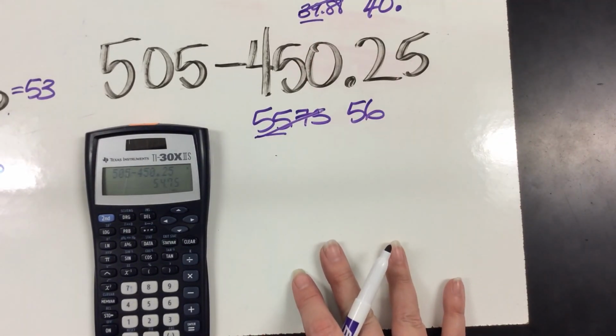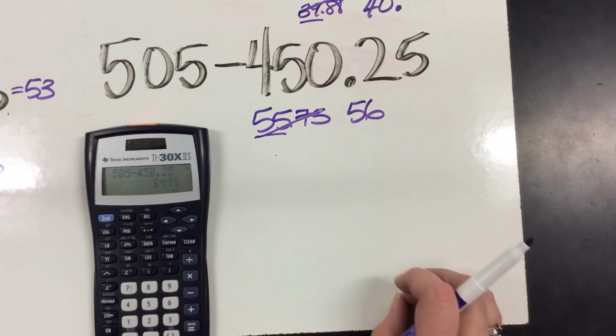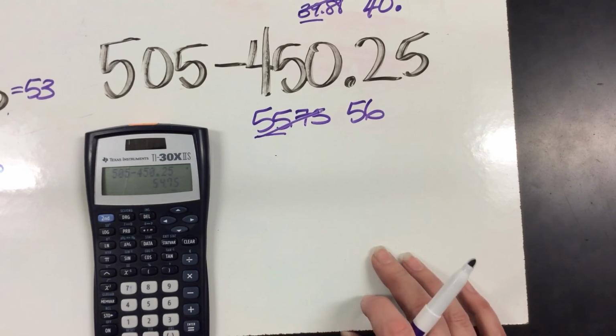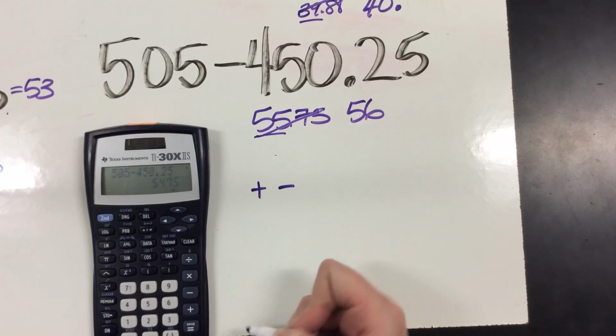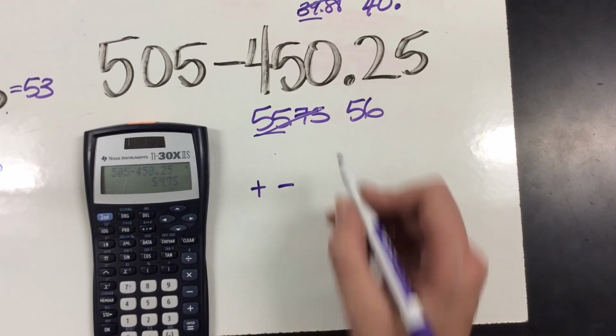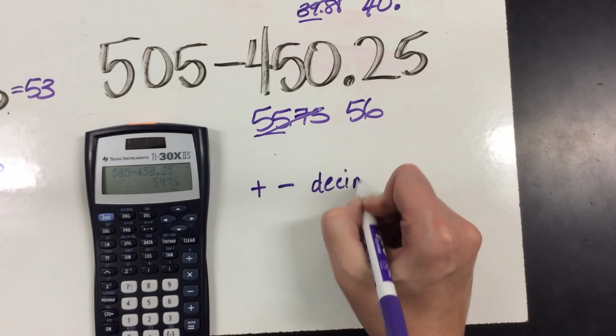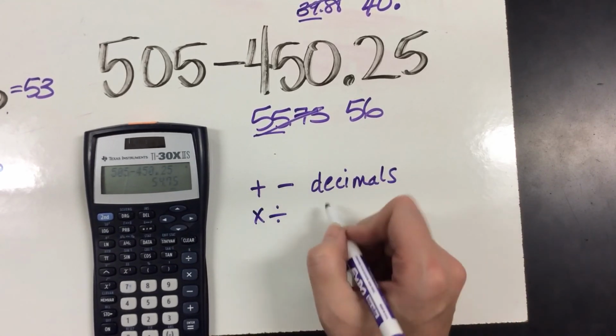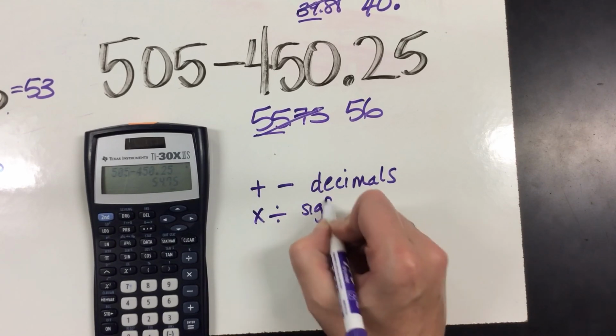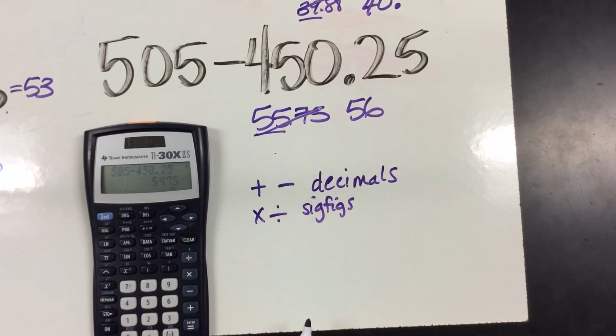So with your sig figs, once you figure out how many sig figs are there, we have the different math rounding rules. If you can remember that addition and subtraction, you're going to round your answer to the least amount of decimal places. Or if you're doing multiplication and division, you're going to round your answer using the least amount of sig figs. That's going to be the greatest help to you as we go through the math for the rest of the year.